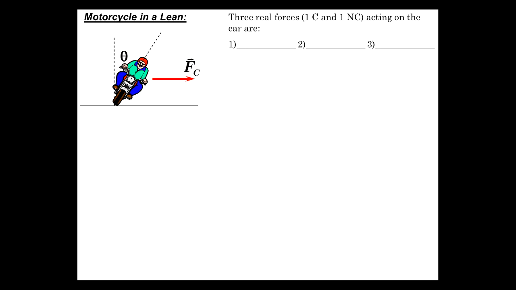Three real forces act on the motorcycle. Gravity, all right, normal, and what else? You guessed it, friction. Let's put them on here. There is gravity. I'm applying it kind of toward the center of mass of the motorcycle. I'm going to draw the normal upward. Here's the surface of the road. Remember I said perpendicular to it.